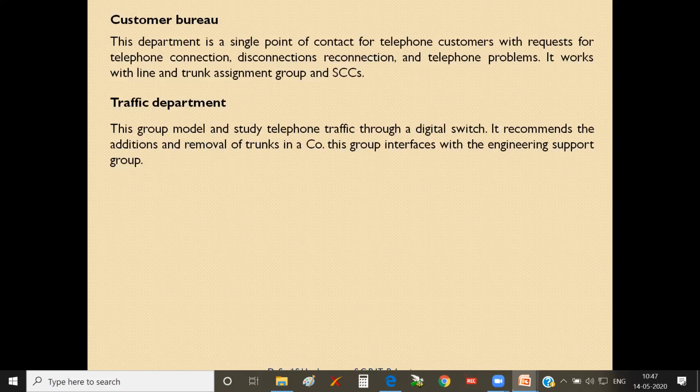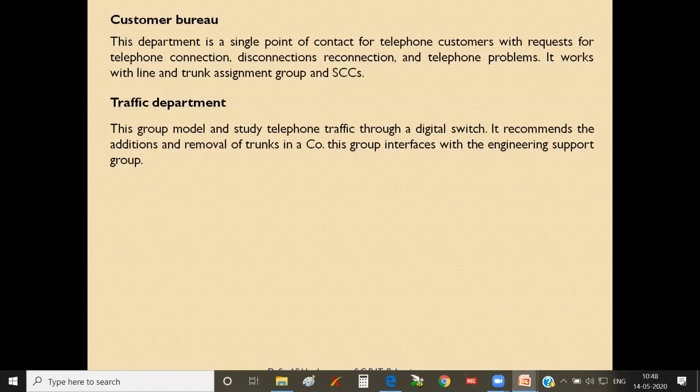Again, it plays a very important role, that is traffic department. This group models and studies telephone traffic through a digital switch. It recommends the additions and removal of trunks in a CO. This group interfaces with the engineering support group. See, we need actual departments like the customer bureau and coin bureau and all other engineering supports, including billing sectors. So this is also very important, traffic department, where it recommends the addition and removal of lines.